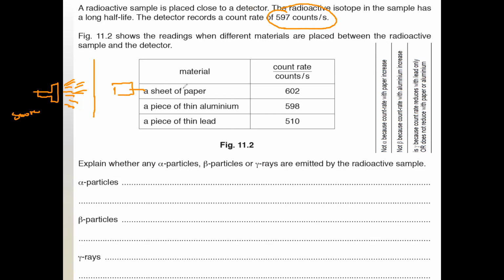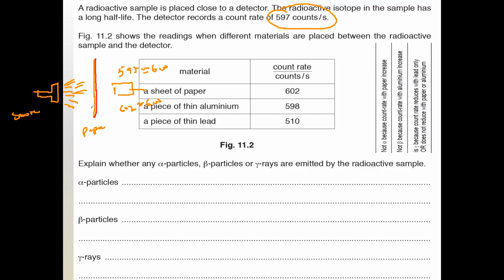First, we place a paper. In the beginning it was 597, then it becomes 602. So explain whether alpha particle, beta particle, or gamma rays are emitted from the source. Before and after, there is no change. 597 is approximately 600, 602 is approximately 600. So when we place a paper, the amount of radiation passing through does not change. It remains the same.